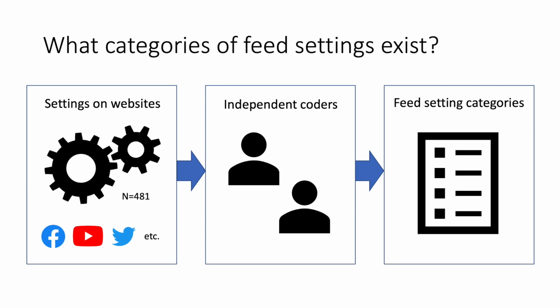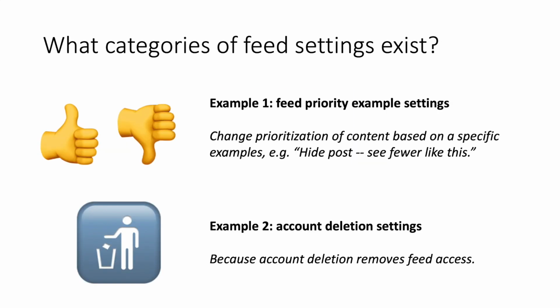Two independent coders then iteratively categorized the collected examples of settings. The coding process eventually resulted in 9 representative categories of feed settings. I'll explain 2 of them here. One we call feed priority example settings, which cover familiar settings like hide post, see more like this, or see this person first. We named it like this because these settings work with specific examples of feed content. Another, less traditional category would be account deletion settings, because account deletion removes feed access.